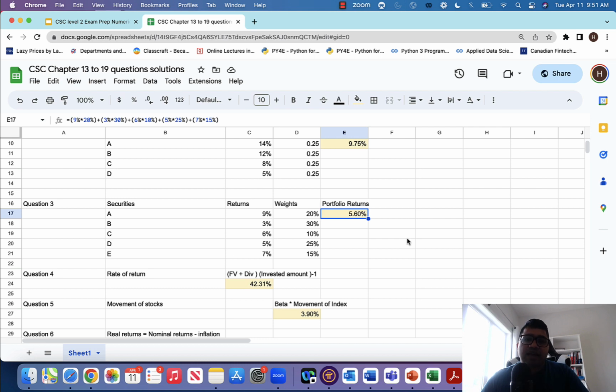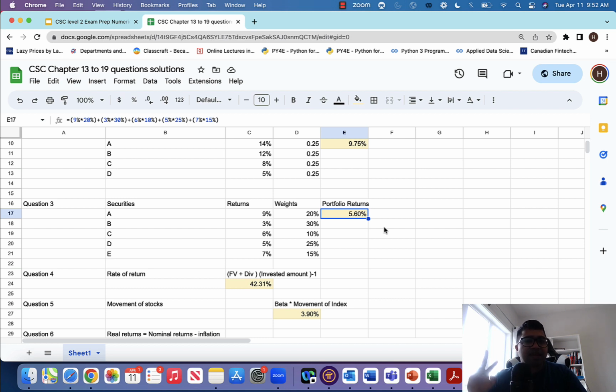Next you calculate portfolio returns by using the formula. It is returns of A, 9%, into weight of A, 20%, plus returns of B into weight of B, 3% into 30%, plus returns of C into weight of C, returns of D into weight of D, return of E into weight of E. So you calculate the weighted average return, that gives you 5.6%.